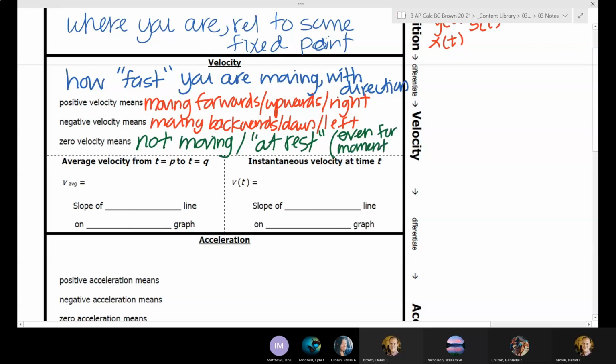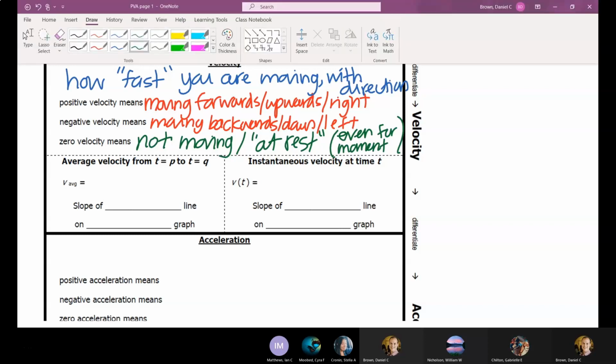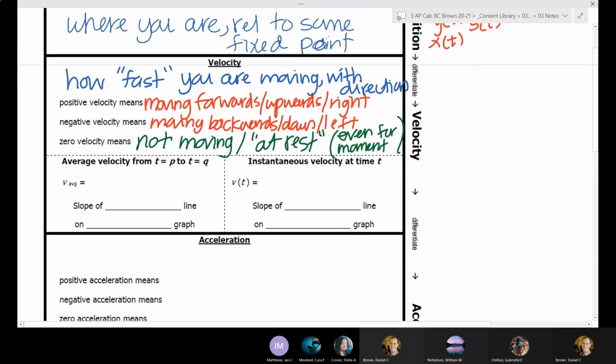Oftentimes when something is changing directions, it will have a zero velocity. If you think about it, if you're walking in a straight line forwards and then move backwards, there's this brief moment where you pause and change direction. A zero velocity is defined as being at rest, but it's often where things are going to be changing directions.